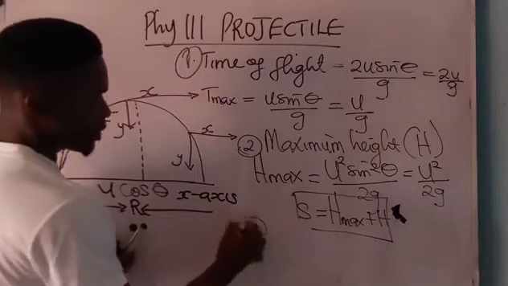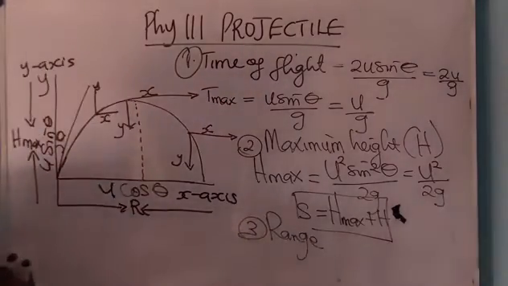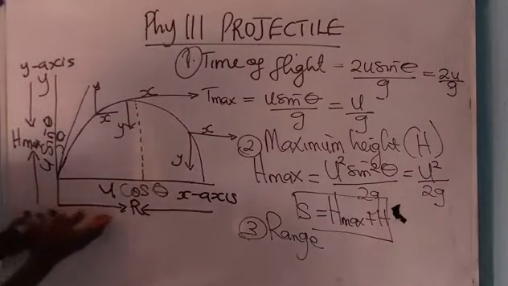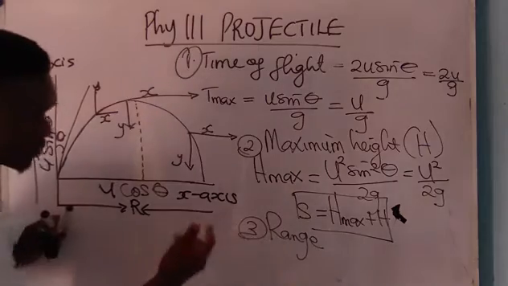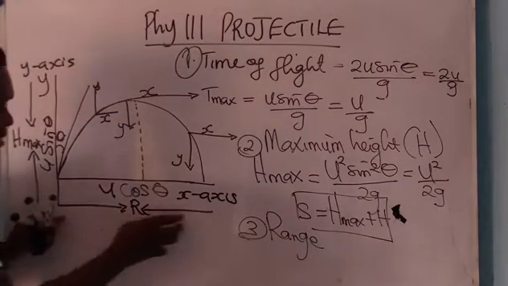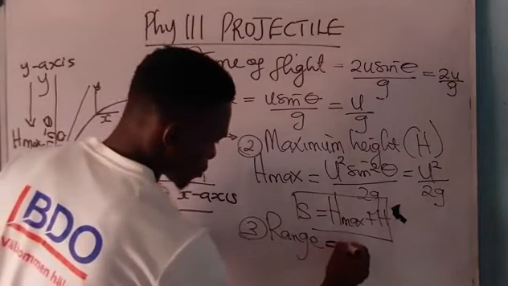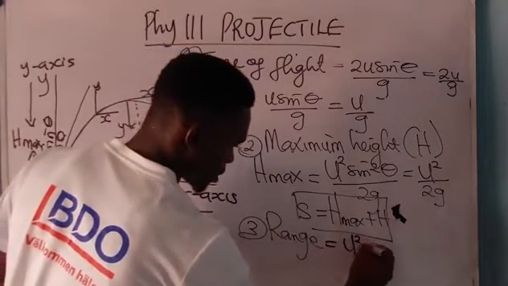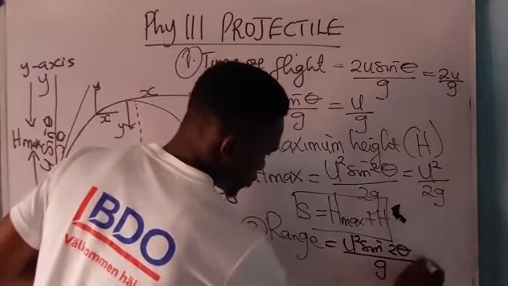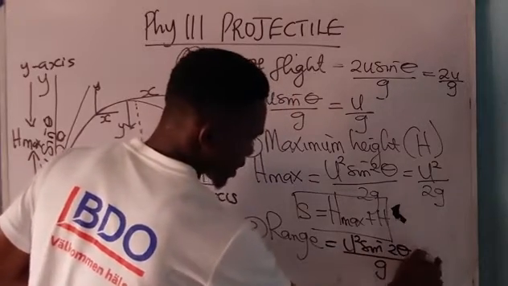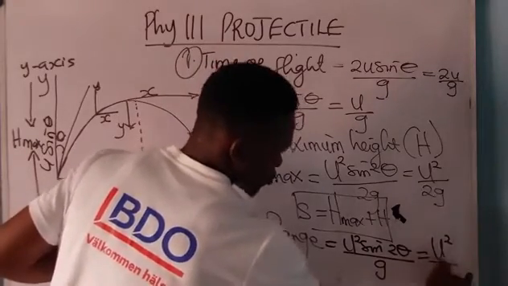Now, the third term is range. I told us initially that the range means the horizontal distance that a projectile covers, okay? So it is given as U squared sine 2 theta over G. So please take note, but when it's not inclined at an angle, you know what to do now. You simply say U squared over G.